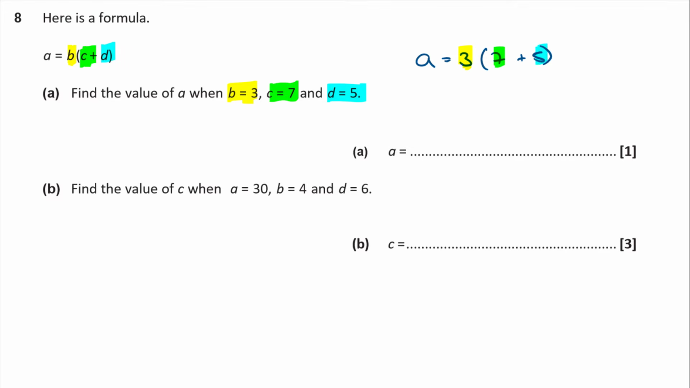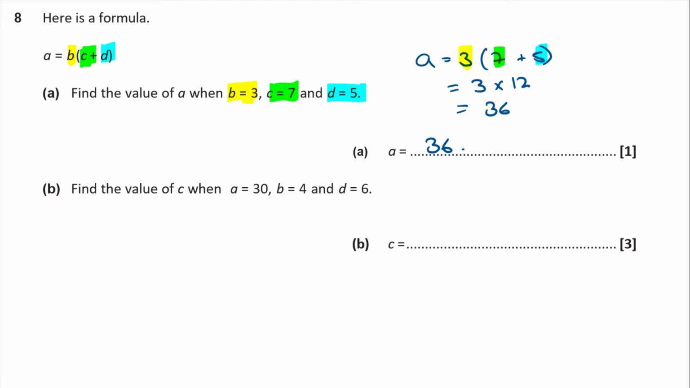Okay, now we need to do the maths. So brackets first, think about BIDMAS, brackets before multiplication. So 7 plus 5, that's 12. So that's 12 times 3 we've got then. And 3 12s then are 36. So A is going to be 36.